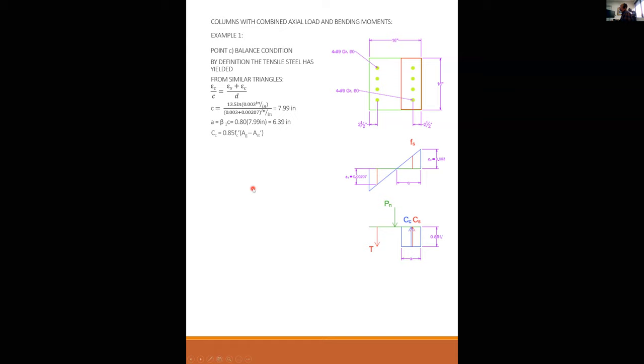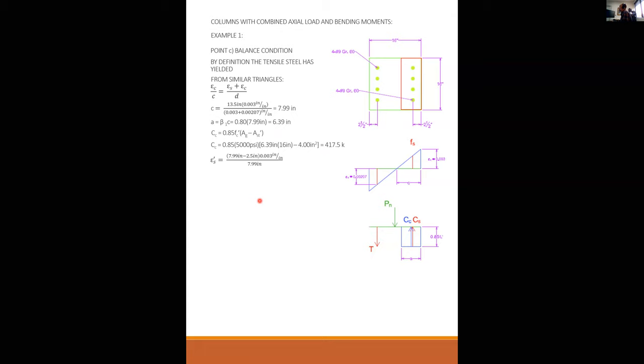So the compression in the concrete is equal to 0.85 f prime c, area gross minus the area of steel in the compression zone here. So that's going to be 0.85 times 5,000. The depth of my compression block is 6.39, as I just solved. The width is 16, and all the steel inside of it adds up to 4 inches squared. That gives me 417.5 kips.